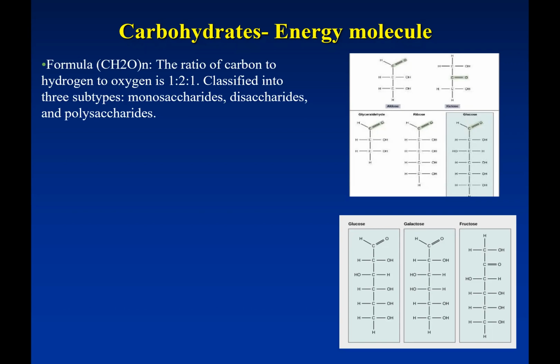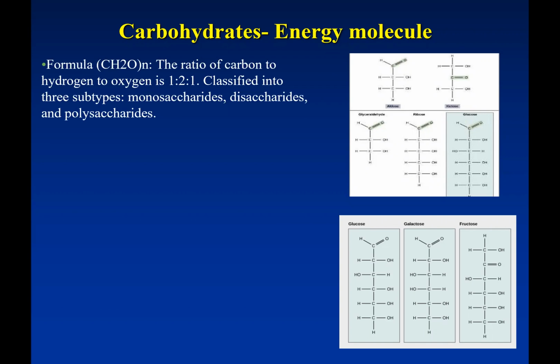So the formula is CH2O, and it can be repeated several times. The carbon, hydrogen, and oxygen are in a 1-to-1 ratio. There are 3 main examples that we'll be studying: monosaccharides, disaccharides, and polysaccharides. In your textbook, you would see a linear representation, structural formula, or a cyclic representation. So you'll see both of them.